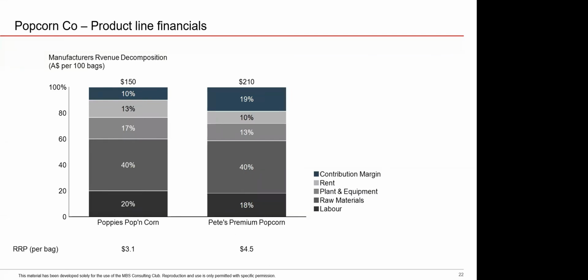Yeah, sure. So this is a graph of the product line financials. This is showing the cost breakdown per 100 bags, right? So there's the two brands, one's Poppy's popcorn and the other one's Pete's premium popcorn. As you can see, they both retail for different prices. One's $3.10 and one's $4.50. And then it's got the breakdown based on where the labor is going, raw materials, plant equipment, rent, and the contribution margin.